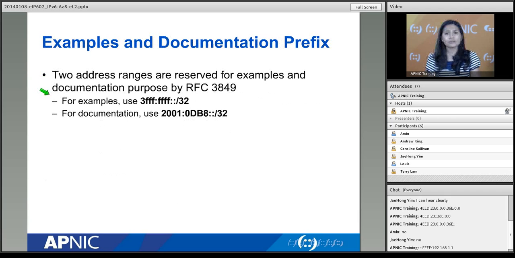Now we have other blocks that we use for documentation and also for examples.